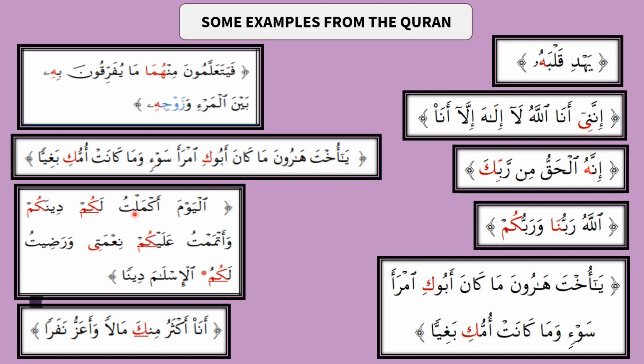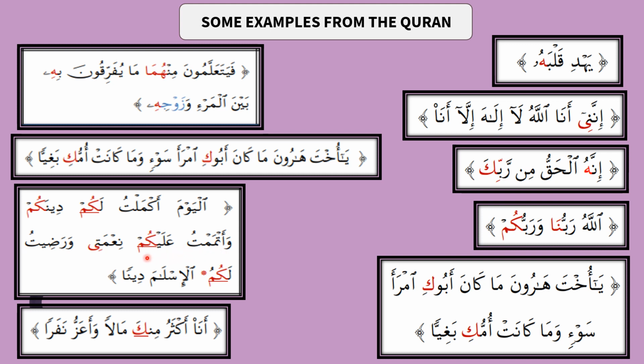Al-yawma akmaltu means today I have completed. Lakum, for you. Deenakum, for you all, your religion. So all this here, kum is attached with harf jar lam. So the position is majroor. Deena is a noun. The pronoun attached, the position will be mudaf ilayh.